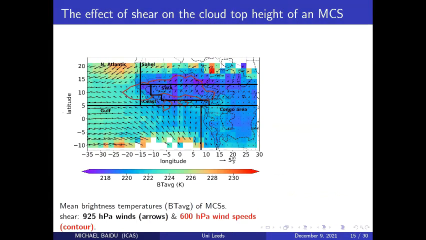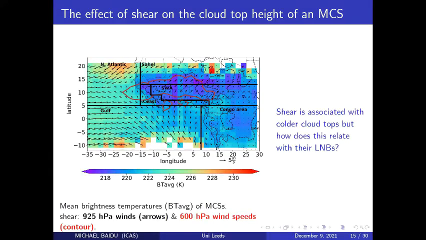To answer the first question, we have plotted here the associated cloud top temperatures of storms, okay? And then overlaid the surface winds, the 925 hectopascal winds. And then in contour, I have shown the 600 hectopascal winds, okay? So what you see is that the region where you have the coldest storms happens to be collocated with a region where you have the strongest shear. So we see that shear is associated with colder cloud tops.